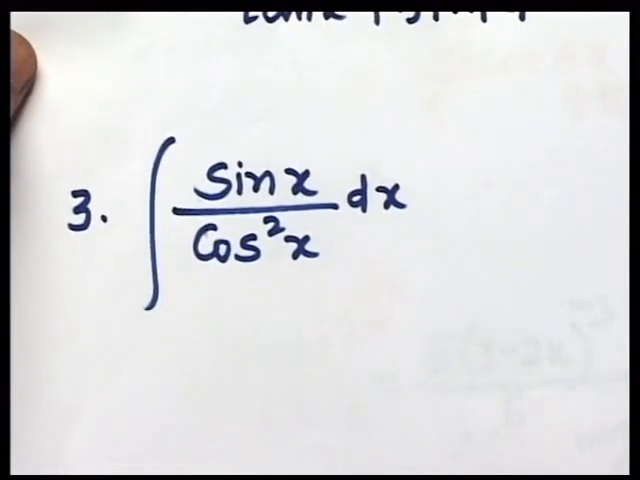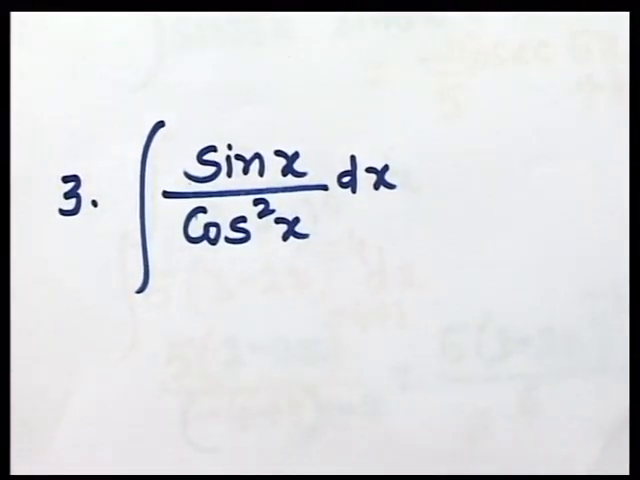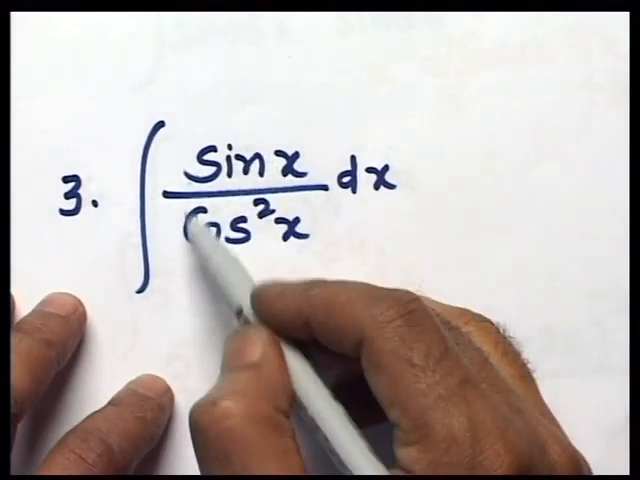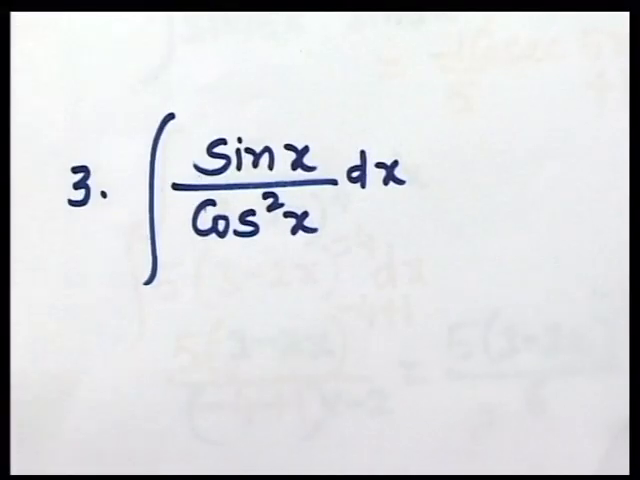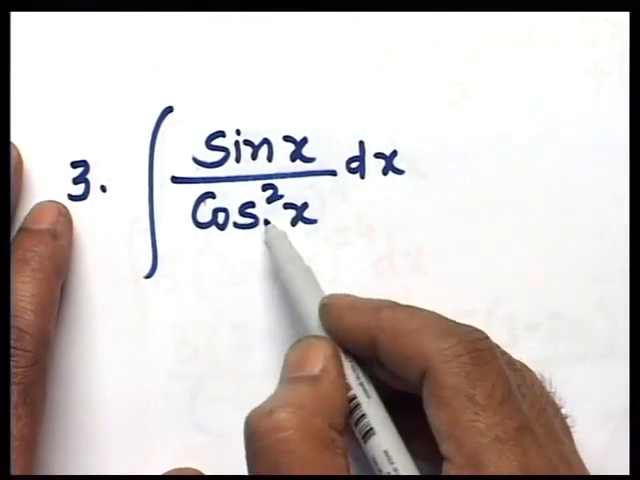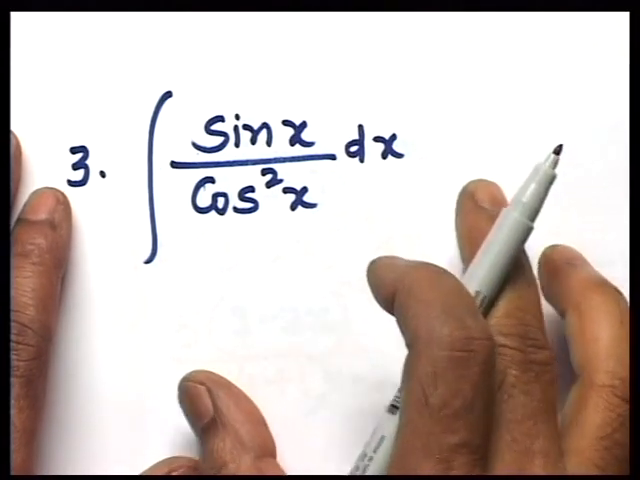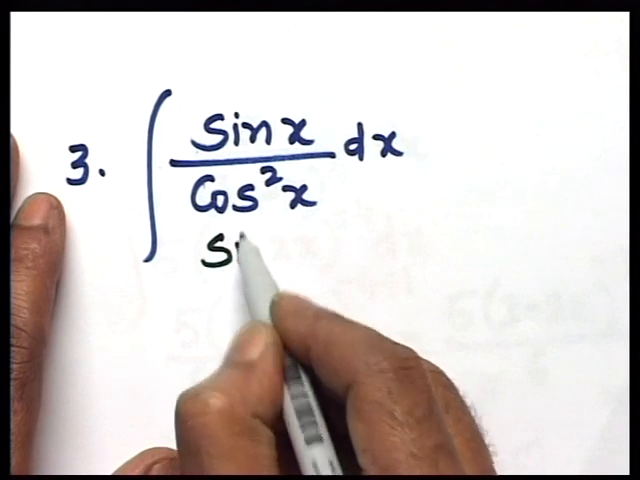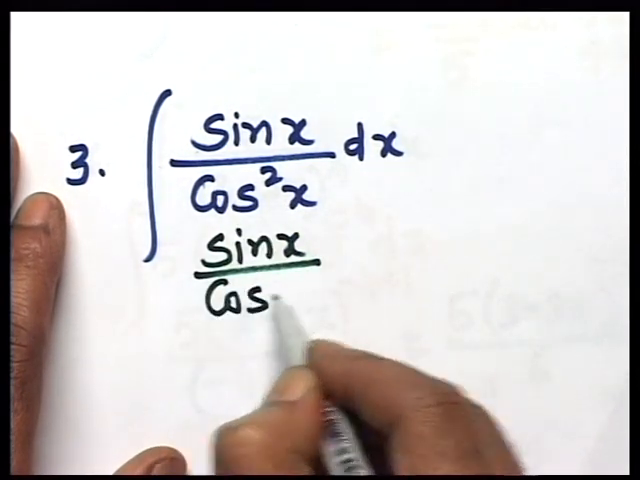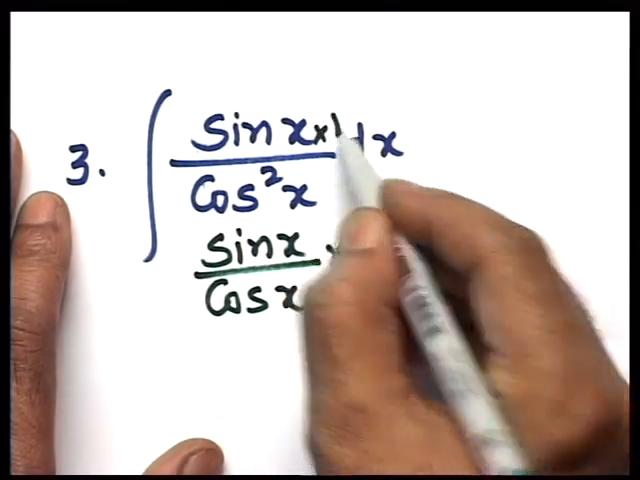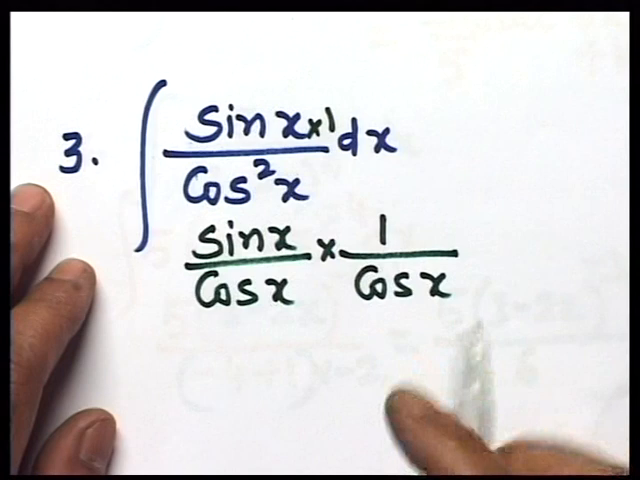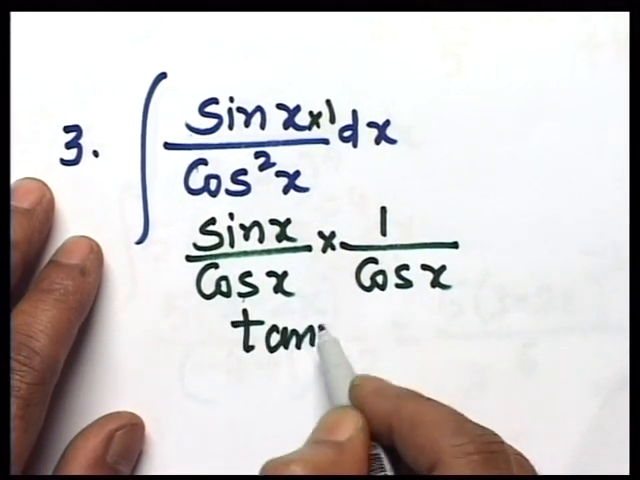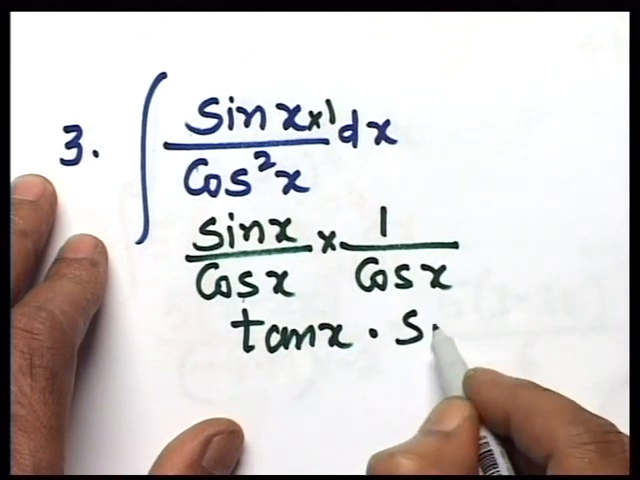The next question is sine x over cos square x, right? Let's see how to do this. This is not a standard function, right? A standard function must look like one of those, sine or cos, sec square, cosec square. So maybe we have a fraction, the denominator is cos square, so let's split this. The first few sums I will go slow, right? If you split that, we will have sine x divided by cos x, times 1 over cos x. Now sine over cos becomes tan x, and 1 over cos becomes sec x.